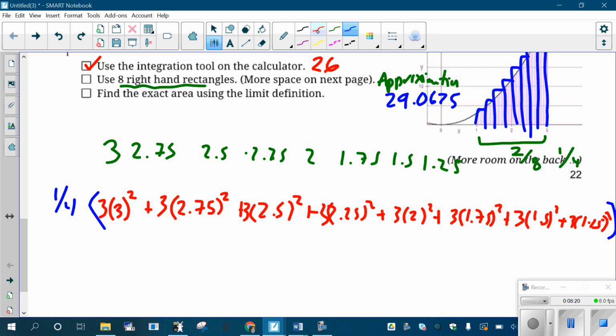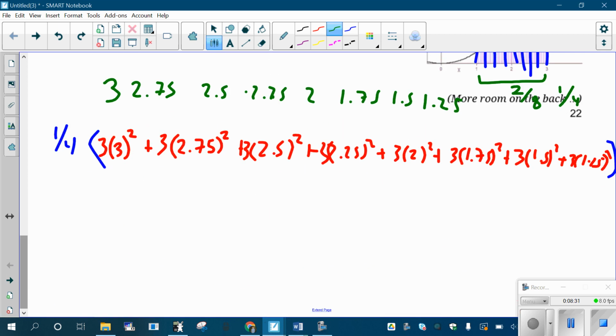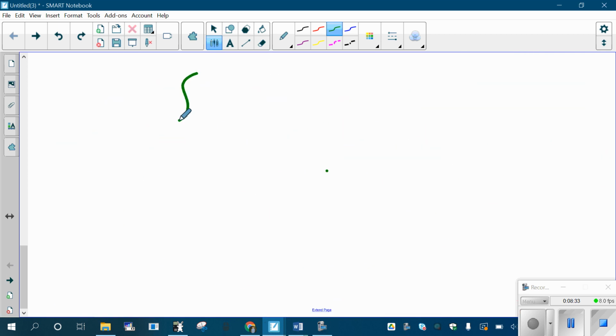Okay. Last way we can find the area under the curve is we can find the exact area using that limit definition. Okay. You guys want to try that? We'll do one of these. All right. I know it's a little bit of a pain. Okay. So I'm trying to do this definite integral.